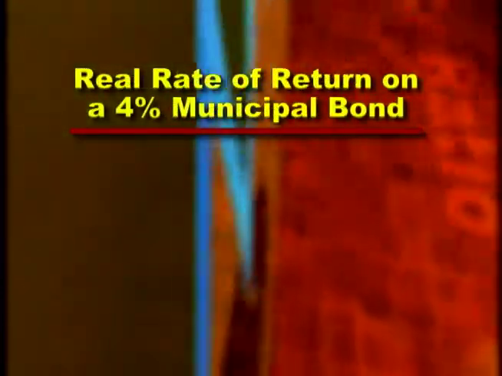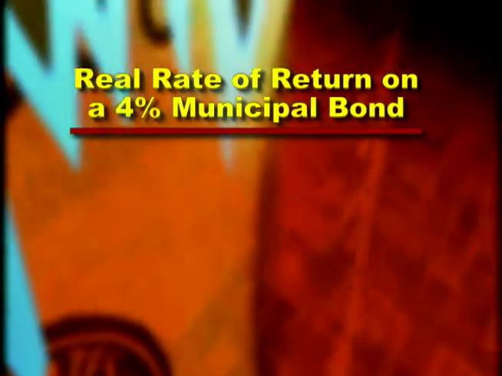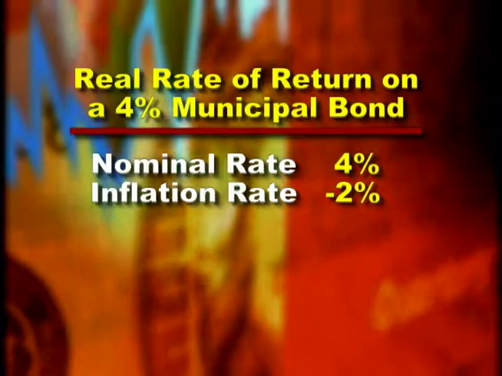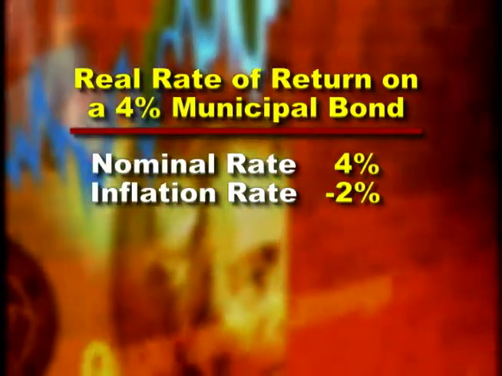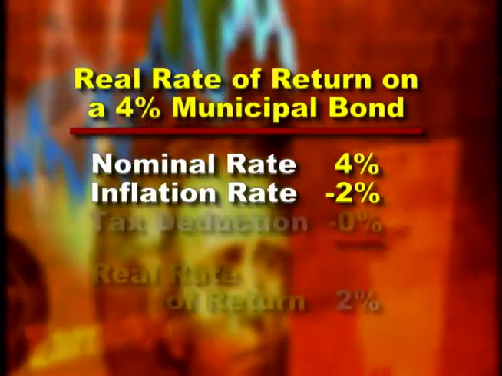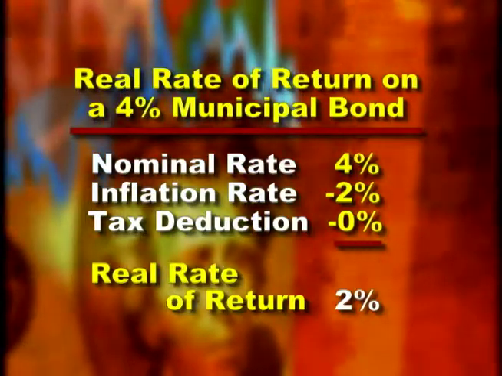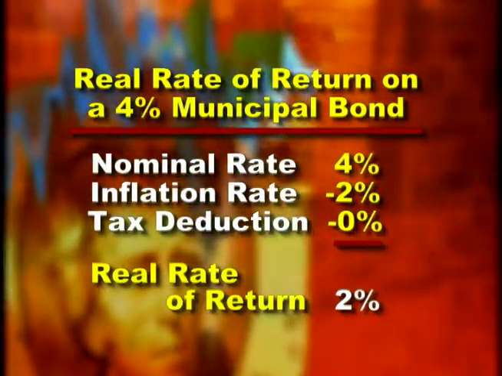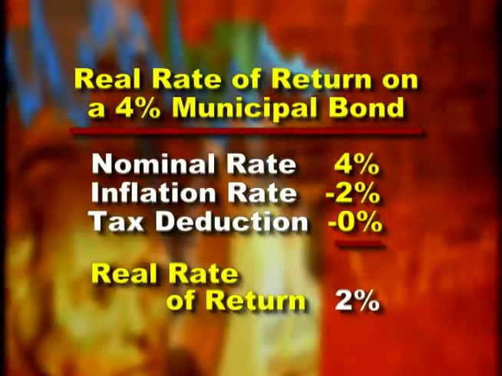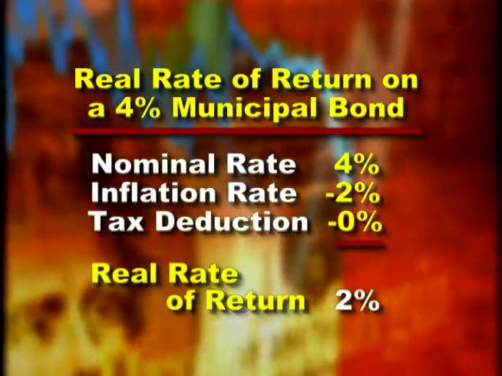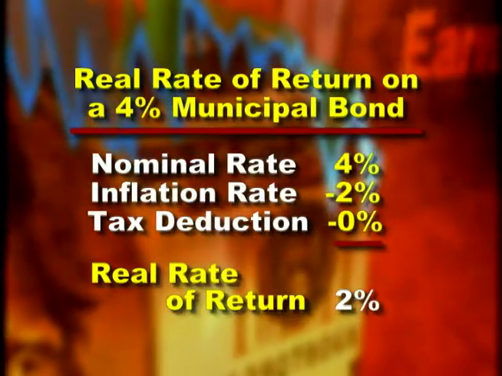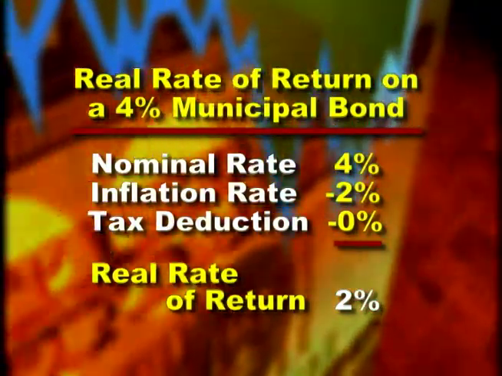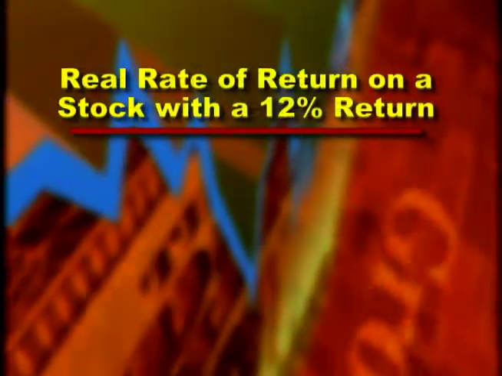This time let's take a look at another type of investment, say a tax-free municipal bond paying 4%. Just as before, we take the nominal rate of return and subtract the inflation factor. We then subtract the income taxes. In this case, there are no federal income taxes on the municipal bond. Our net real rate of return is 2%. So in the case of these hypothetical municipal bonds paying 4%, we actually get to keep a net return of 2%. Let's do one more example.